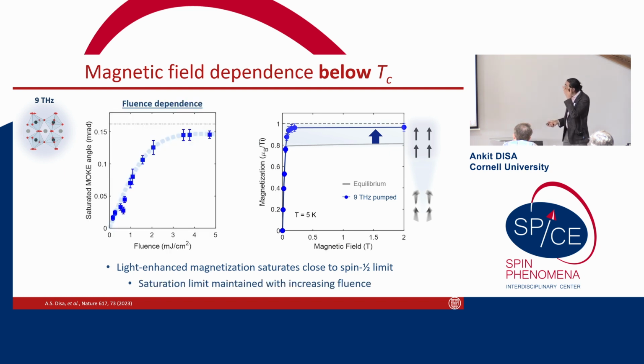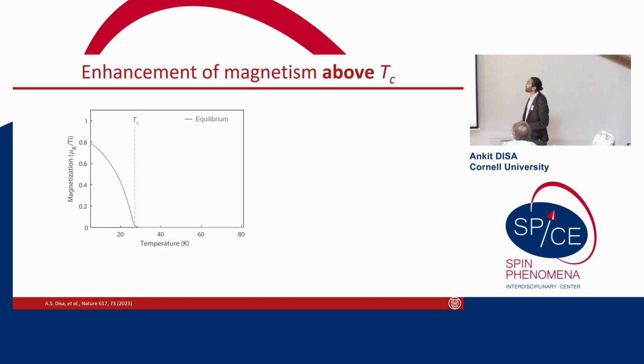I think what's even more suggestive is the fact that this is really a hard limit. When you look at the fluence dependence, it really saturates right at this value, which corresponds to essentially the ideal spin 1/2 limit. Okay, now we can see what happens when we increase the temperature. That was all at low temperatures.